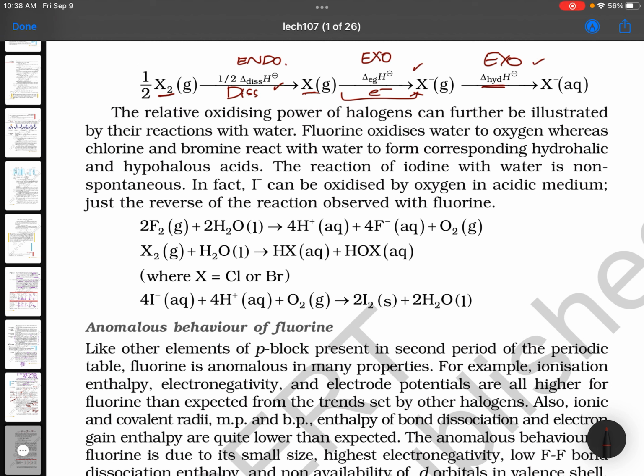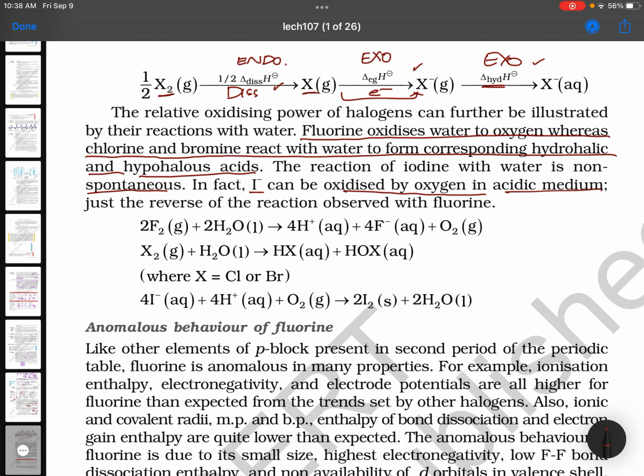The relative oxidizing power of halogens can further be illustrated by the reactions with water. Fluorine oxidizes water to oxygen, whereas chlorine and bromine react with water to form corresponding hydrohalic and hypohalous acids. The reaction of iodine with water is non-spontaneous. In fact, I minus can be oxidized by oxygen in acidic medium. Now these reactions are important. About this oxidizing, you can check our part 1.